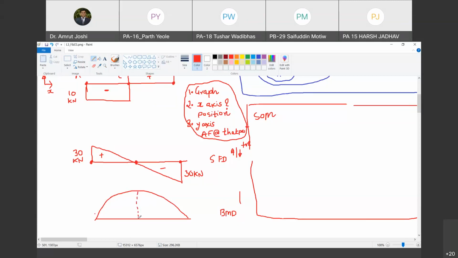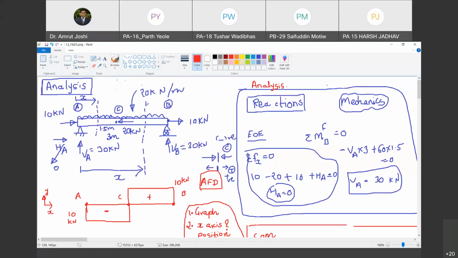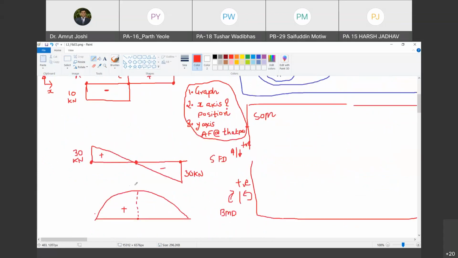Yes, sir. And how much is this? Tell me. WL square by 8. We are all aware of this. This is sagging bending moment. Our sign convention is sagging bending moment positive. And this is WL square by 8. So that is 20 into 3 square by 8. Do you agree with me? Yes, sir. 20 into 3 square by 8.